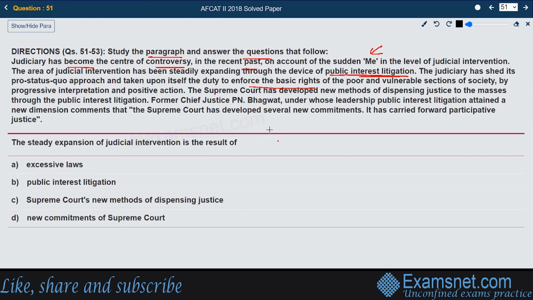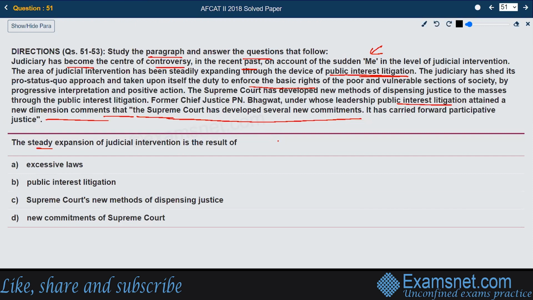The Supreme Court has developed new methods of dispensing justice to the masses through the public interest litigation. Former Chief Justice P.N. Bhagwat, under whose leadership public interest litigation attained a new dimension, comments that the Supreme Court has developed several new commitments. It has carried forward participative justice. Okay, so let us just see the question first.